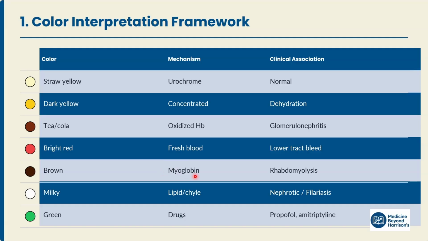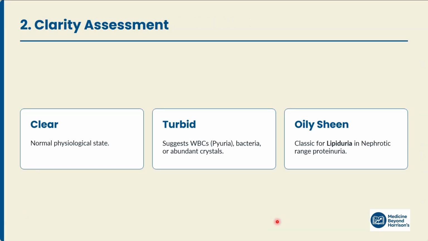Milky, lipid or chyle urine can be seen in nephrotic syndrome or filariasis. It can also be frothy. Green color is mainly due to drugs like propofol and amitriptyline. You also have to assess clarity when you see the urine sample. It should be clear, which is the normal physiological state. If it is turbid, it suggests the presence of WBCs, pyuria, bacteria, or abundant crystals.